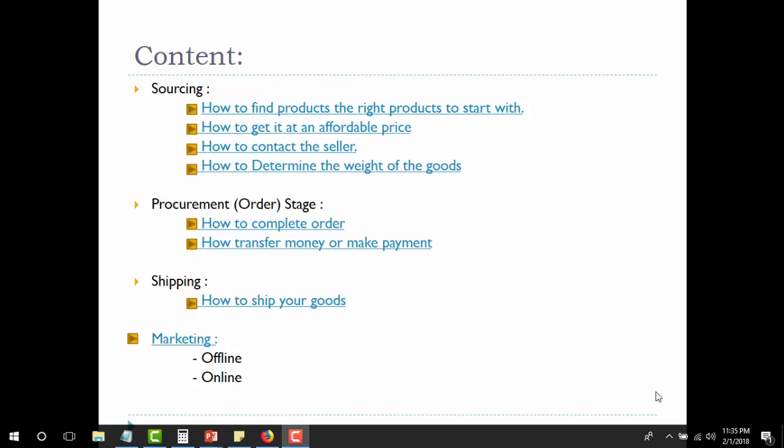The main thing that we're going to deal with. I've divided the whole course into four sections. The first part of the course is going to be about sourcing, the next one is procurement, the next one is shipping, and finally marketing: how to go about marketing your imported product to make money off it.